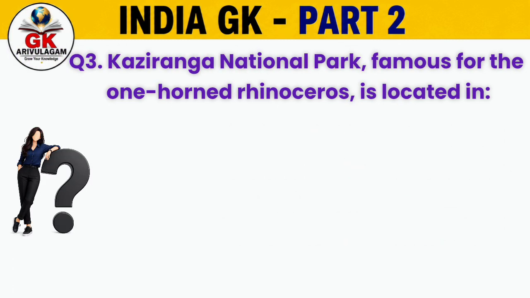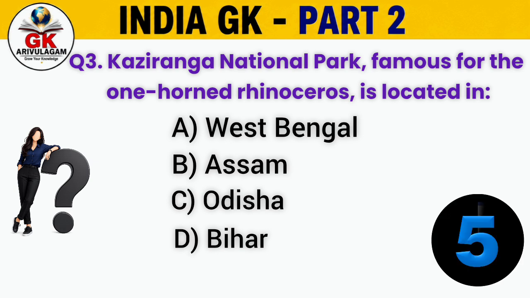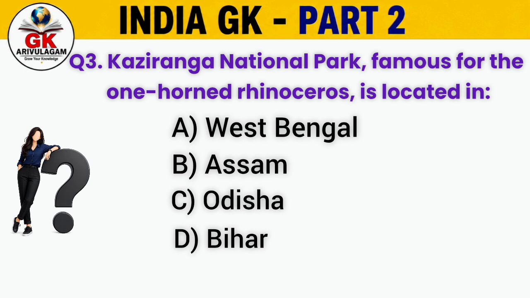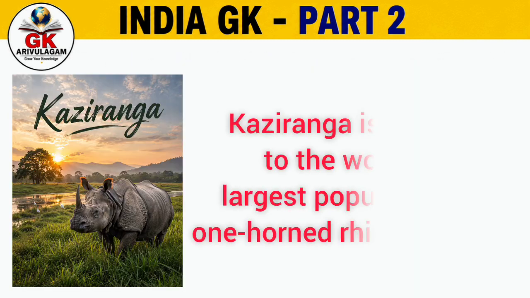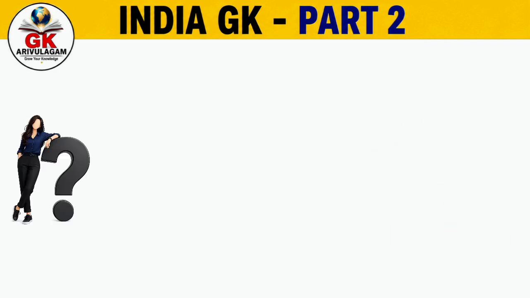Kaziranga National Park, famous for the one-horned rhinoceros, is located in? Answer: Assam. Kaziranga is home to the world's largest population of one-horned rhinoceroses.